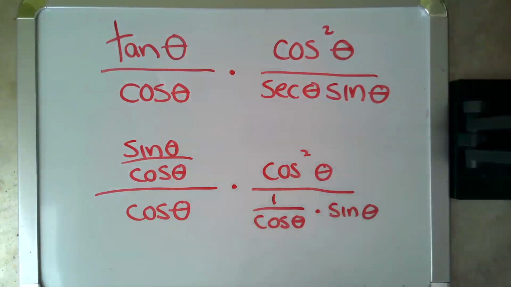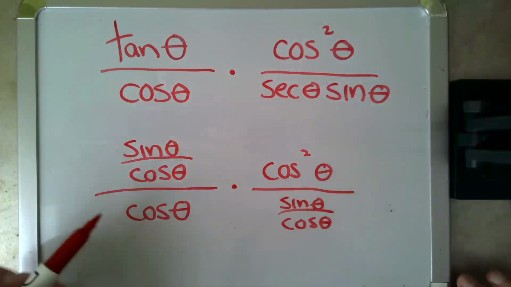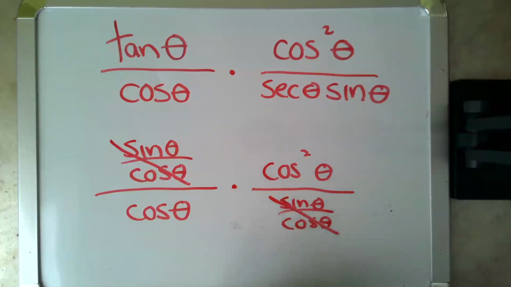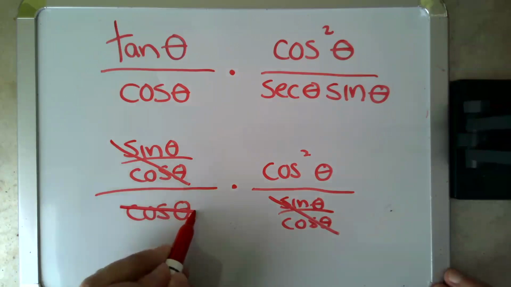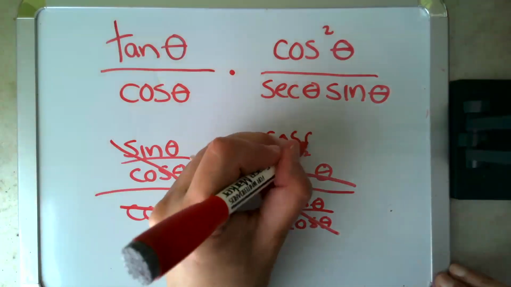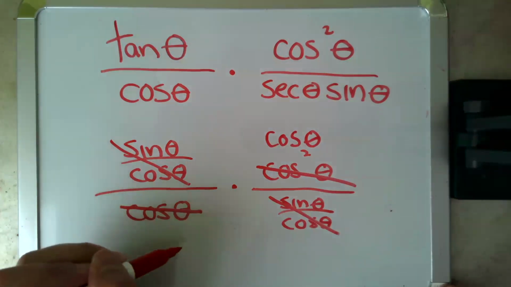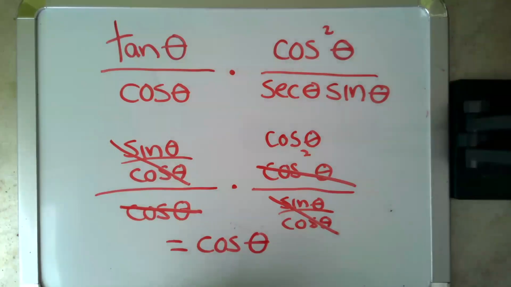The first thing I'm going to notice is that if I do this multiplication, turn that into sine over 1, this denominator becomes sine theta over cosine theta, which is the same as this numerator, and I'm multiplying. So I can cross cancel those. I also notice that I have a cosine on the denominator here and a cosine squared on the numerator here. So that means that one cosine cancels out of this denominator, leaving me with 1 cosine in that numerator. And basically my whole problem has dissolved into cosine theta, boom, done.